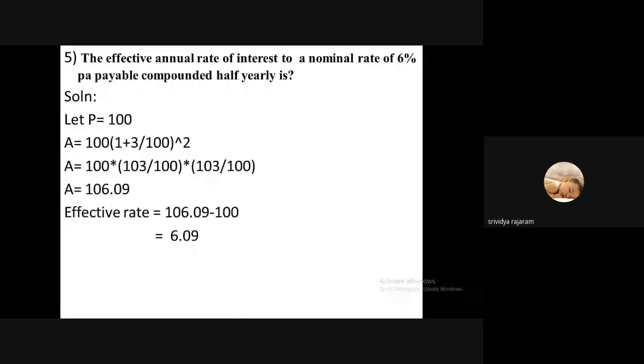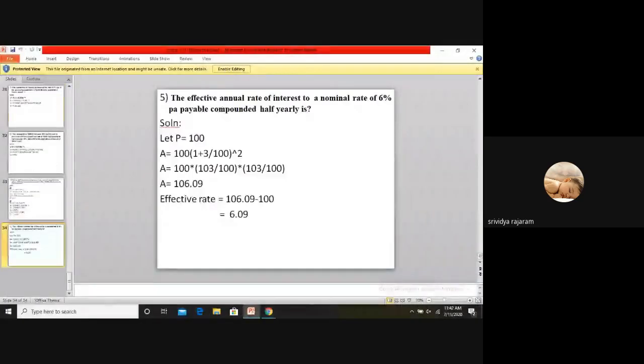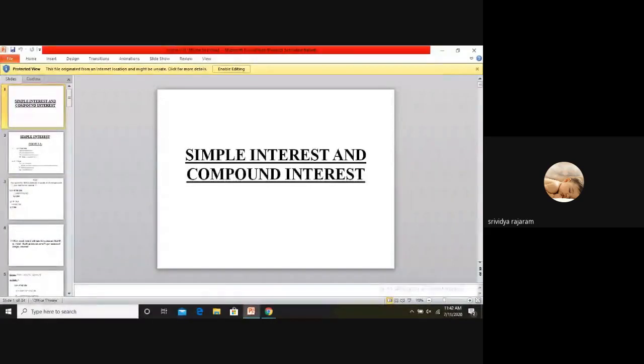Okay, so that's all, guys. That's all about the problems on simple interest and compound interest. It is quite a simple and easy topic if you are thorough with the formulas, where to apply which formula, and what values are given in the question. If you are thorough with this, you'll be able to clear questions based on simple interest and compound interest. Are there any doubts?